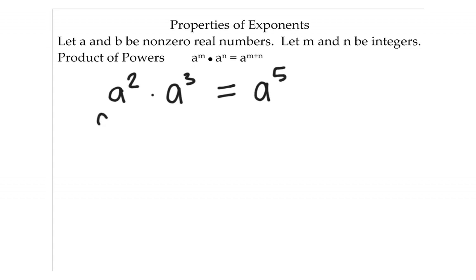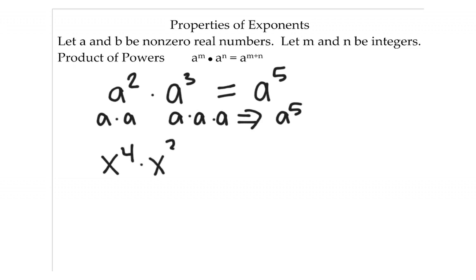The reason why this works is a squared is a times a, and a cubed is a times a times a, and the way we would write that when we multiply them all together is a to the fifth, because I have 5 a's that I am multiplying. Another example, x to the fourth times x to the third equals x to the seventh, because we're adding 4 plus 3 to get the 7. In a few minutes, you're going to see this extends also to when we have a product of powers with several things multiplied.